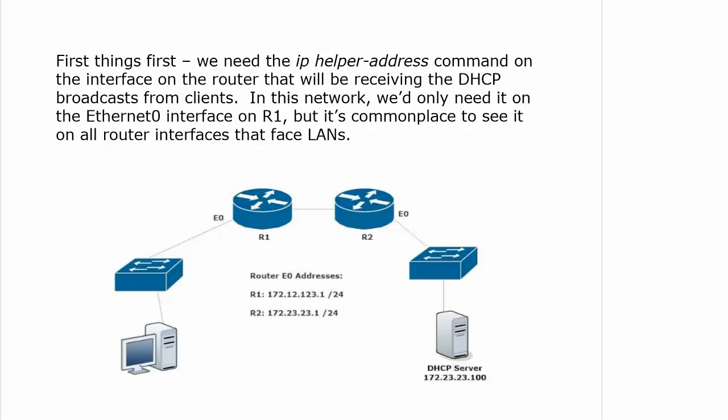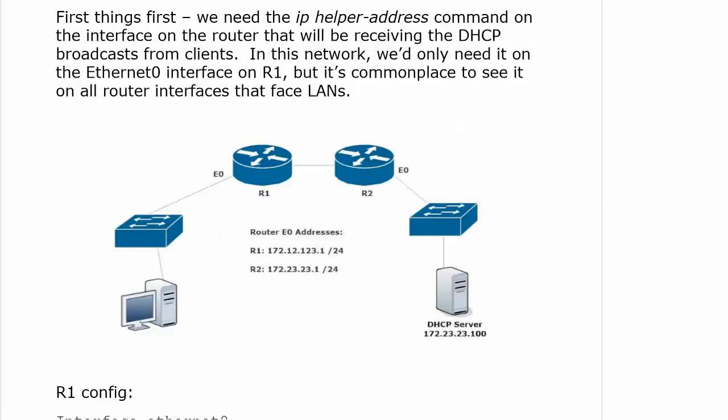On your exam, though, you may be asked, make this work while putting this particular command on as few interfaces as you can. Because what they want you to do is not just demonstrate that you know the command, but also demonstrate that you know exactly where it's supposed to go and exactly where it's not really needed. In this particular network, we would only need it on the E0 interface on router 1. But it's very commonplace to see it on all router interfaces that face our local area networks. So again, the little real world versus theory note there for you.